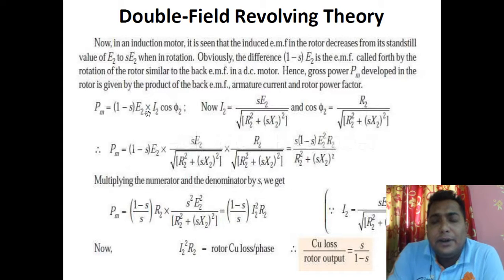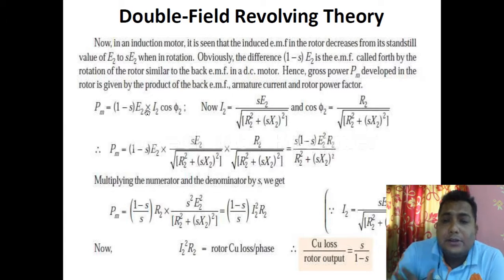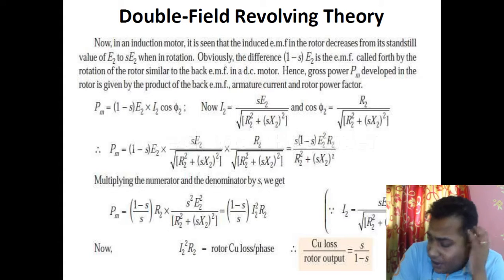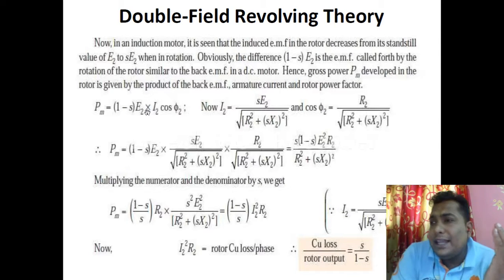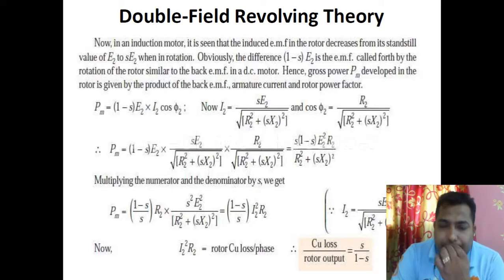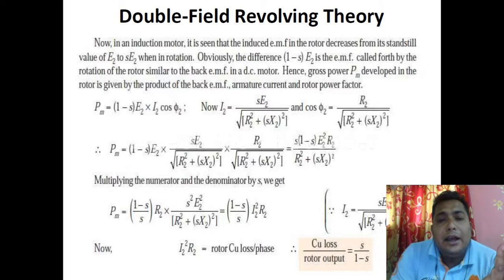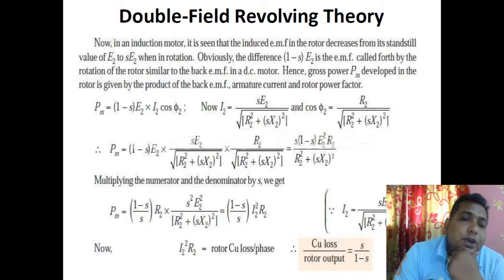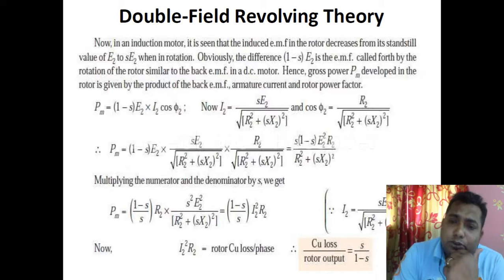I2 in the case of a single phase induction motor when it is in running condition. Basically those things we have already discussed in the three phase induction motor chapter, how to derive the equations. So I2 is basically sE2 by under root r2 square plus sx2 whole square, and cos phi 2 we know is r by z, so here it will be r2 by z2. What is z2? Again it is under root r2 square plus sx2 whole square.